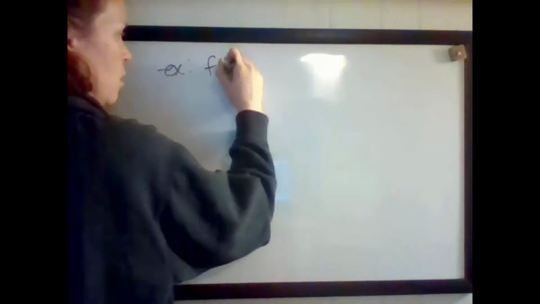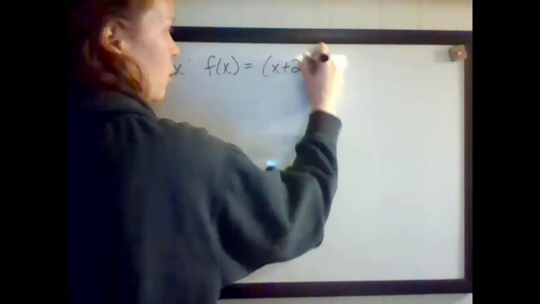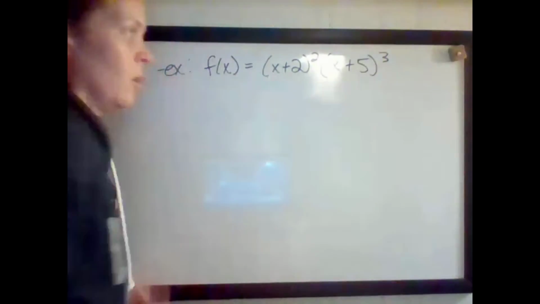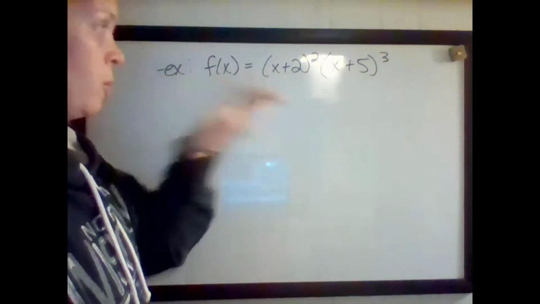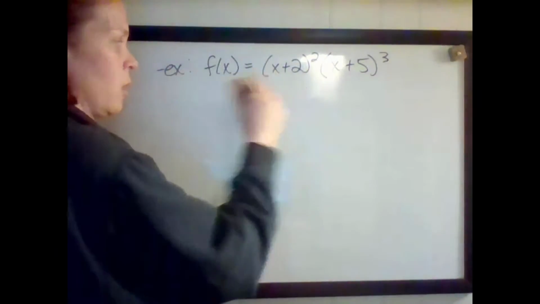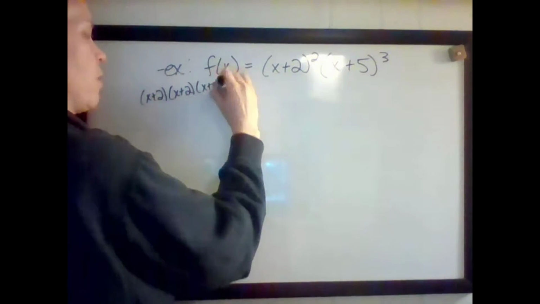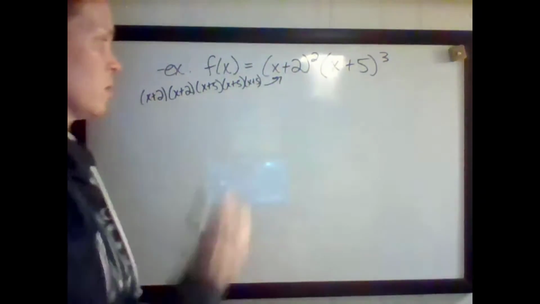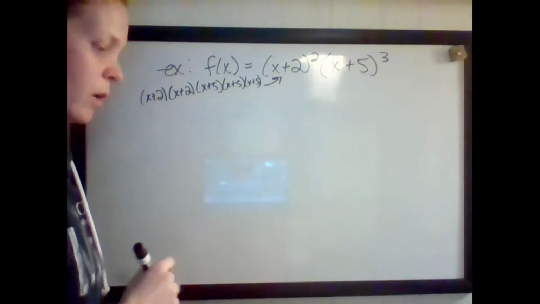f of x equals x plus 2 squared times x plus 5 cubed. Okay, normally we wouldn't start like this. We'd have to factor it out, get to this point, but just for time's sake, let's say we worked it out and we factored it so that it ended up being x plus 2, x plus 2, x plus 5, x plus 5, x plus 5. We kept breaking it down, and then we could rewrite it like this because there's 3 x plus 5s, 2 x plus 2s.